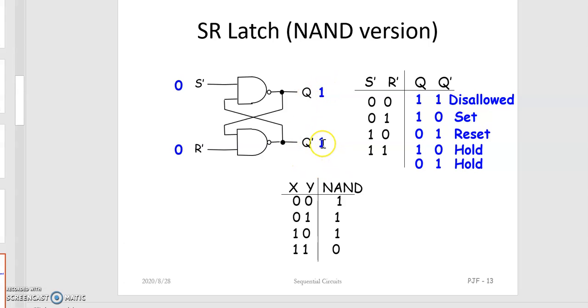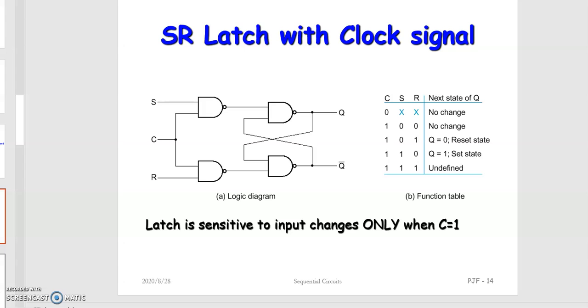If it is 1, here you should get 0. If it is 0, you should get 1. But in this case, we are getting both values equal to 1, which is a disallowed state. So this refers to the SR latch conditions. Mainly you should remember what states we are getting by applying different values to this SR latch. Similarly, we can go through the SR latch with clock signal.